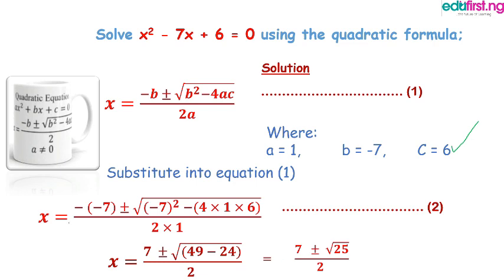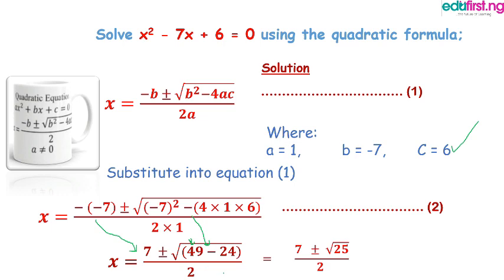How do we get that? You discover that minus times minus 7 will give us 7. 7 times 7 is 49. Minus times minus is plus. We have our minus. 4 times 1 is 4. 4 times 6 is 24. Then 2 times 1 is 2. So that is how we got this expression.